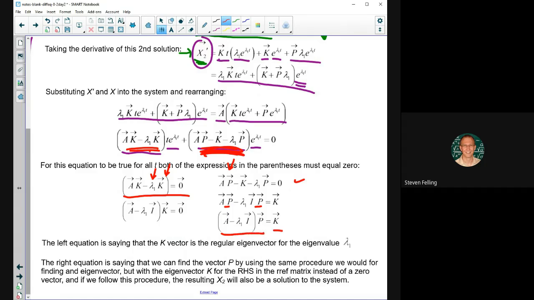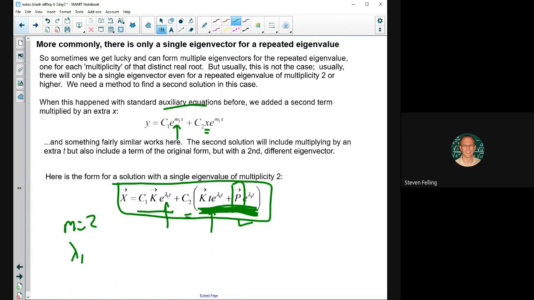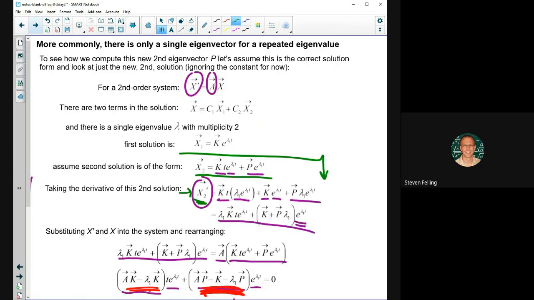What that is saying is that you would use the same methods to solve for an eigenvector. P is like an eigenvector, where we use that same repeated eigenvalue, except that instead of a 0 on the right-hand side, instead of a 0 vector, we're going to use the eigenvector that we calculated first as the new right-hand side. And if we do that, then this structure that we showed back here will in fact be a second solution that we can combine with the original solution, and it will be independent.